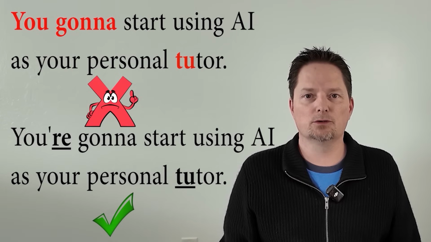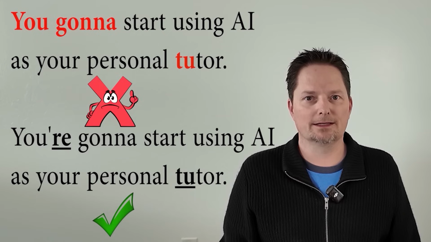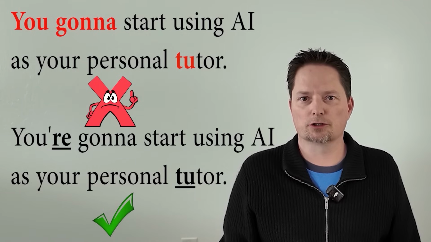First, I cannot say you gonna. If I say gonna, that's a reduction of going to, so I need the verb are. You are. You are going to, contraction, you're. You're going to or you're gonna. I cannot say you gonna. It's you're gonna. Make that sound like burger. You're gonna. Of course you're gonna start using AI as your personal tutor.